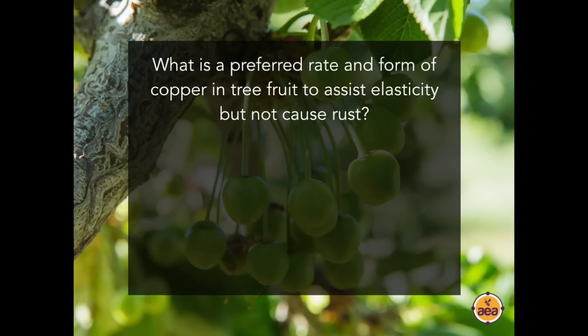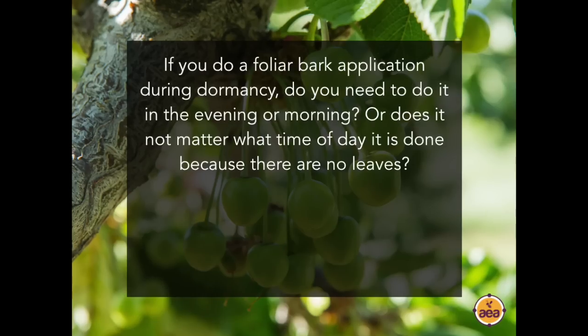Question, what is the preferred rate and form of copper in tree fruit to assist elasticity but not cause rust? It needs to be a chelated form of copper, preferably an amino acid or organic acid chelate, such as our Rebound Copper.